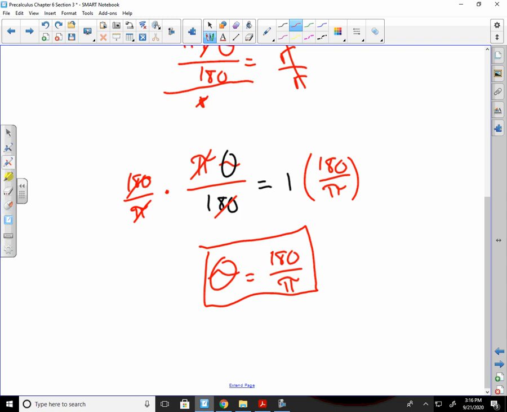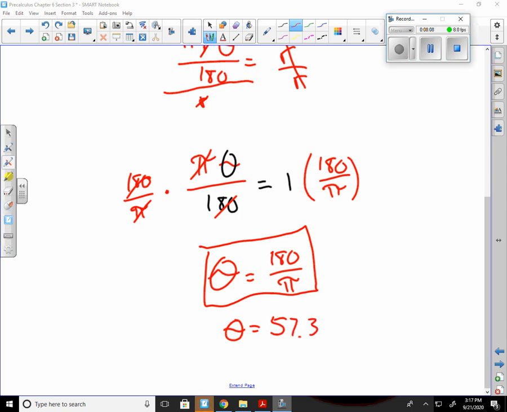If I put 180 over pi in my calculator, I get 57 point, hold on a second, that's not true. Yeah, it is 57.29. So it is 57.29, or approximately 57.3 degrees.